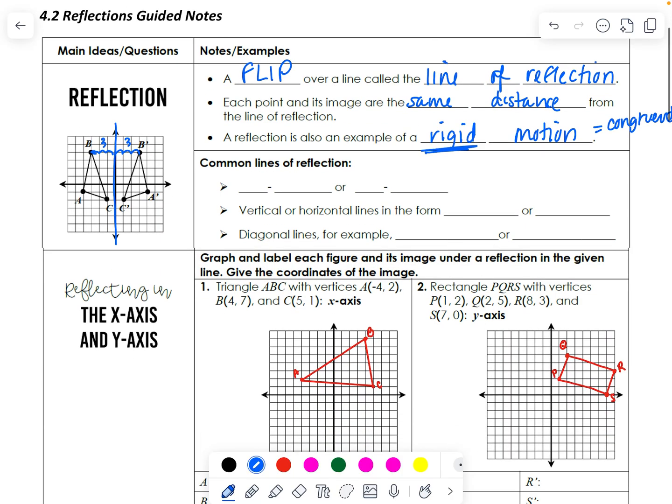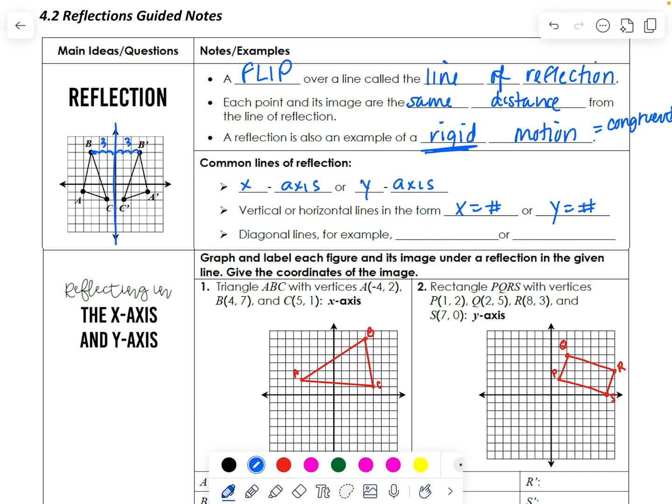So the lines of reflection we're going to talk about: we're going to reflect over the x-axis, we're going to reflect over the y-axis, and there's a certain set of rules that we can kind of memorize for that. We're also going to reflect over vertical lines, so x equals a number will be a vertical line, x equals 4, x equals -2, or y equals a number, that would be a horizontal line.